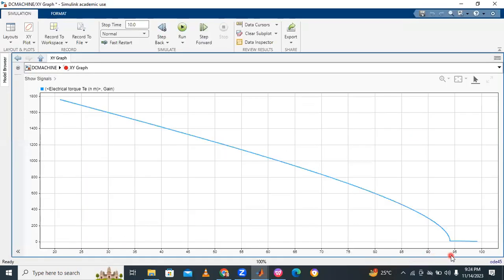Here, at a load torque of approximately 95 Newton meter, the speed is almost 0. When the load increases, speed decreases. As the load torque increases, speed decreases. So this is about the speed-torque characteristics of the DC motor.